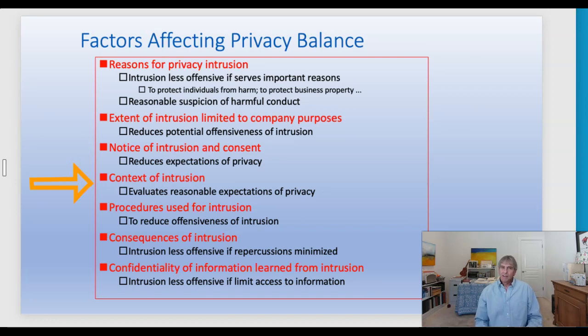Another factor that can affect the analysis is the context of the intrusion. To highlight what this means, I want to start with two examples that are polar opposites of each other. Here's example number one. Let's say I live in a home that has a big front window that faces the street. The house is somewhat close to the sidewalk so that anybody who walks by can easily see me through the glass.